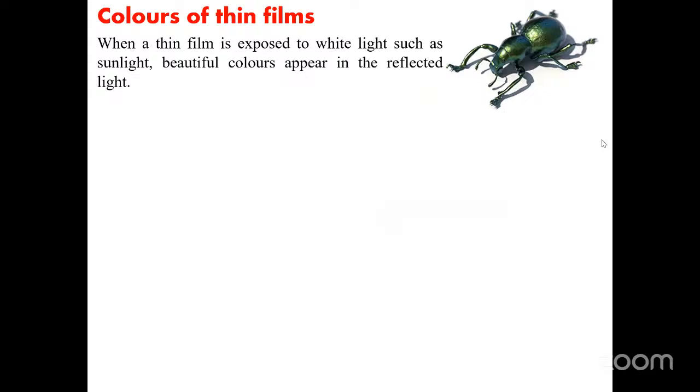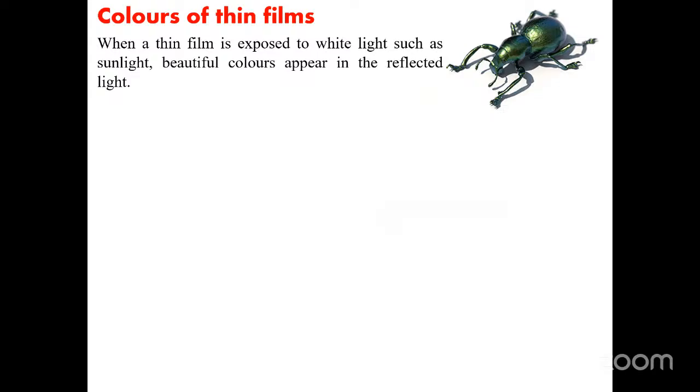Next one is the colors of thin films. How the colors appear in thin films. When a thin film is exposed to white light, such as sunlight, beautiful colors appear in the reflected light. So what is the phenomenon behind this? It is to be observed in this.